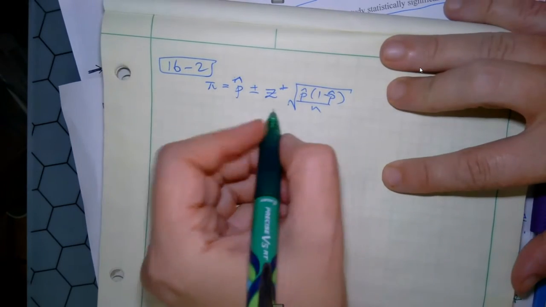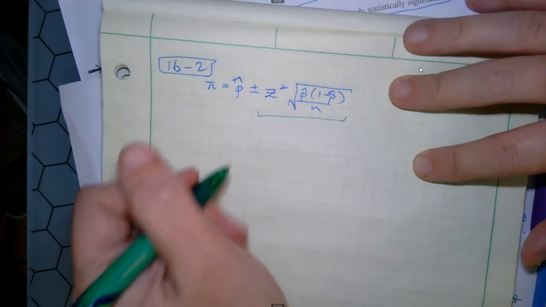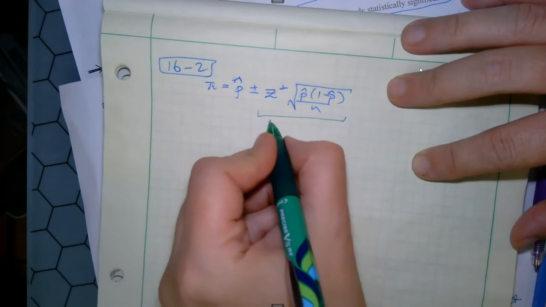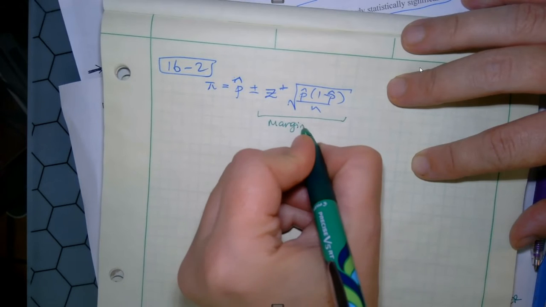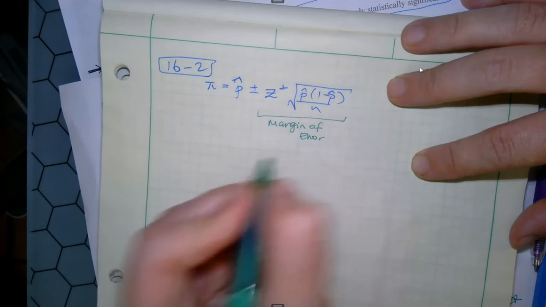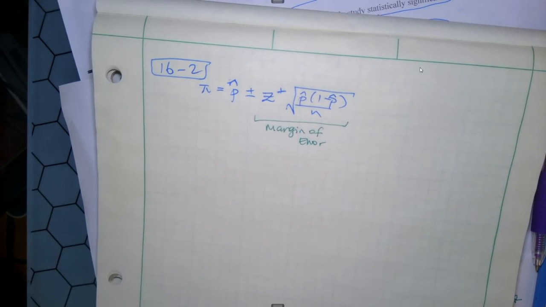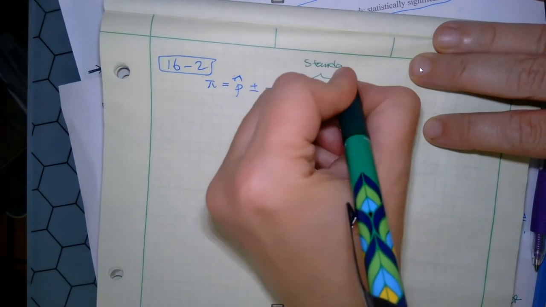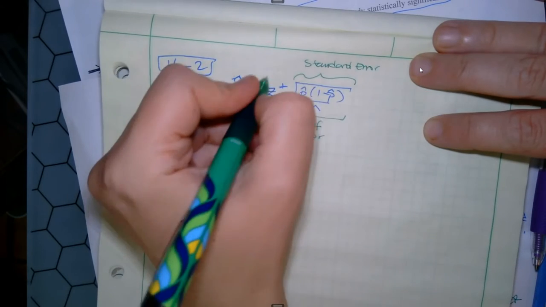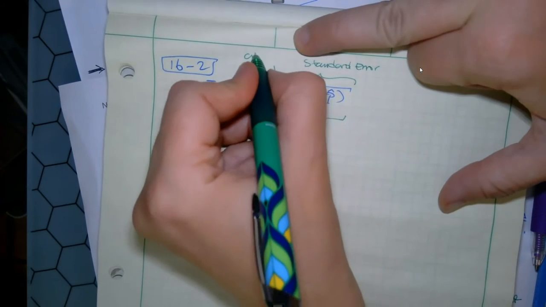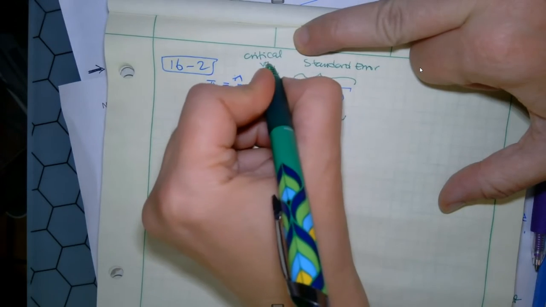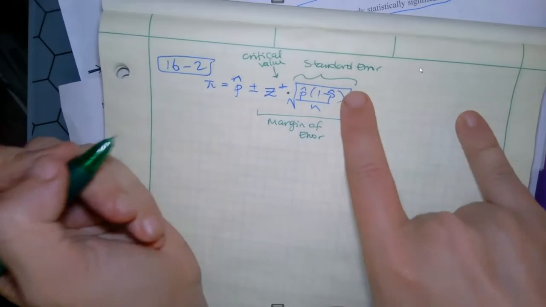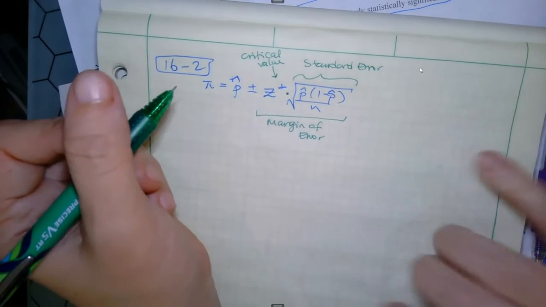So just a couple of vocab things. The thing you're adding and subtracting from your statistic is called the margin of error. It's the amount of space you're giving yourself when you wiggle above and below your statistic. Just this guy is called the standard error. And this guy is your critical value. So margin of error is made up of critical value times standard error. And that's where you're adding and subtracting from the middle.